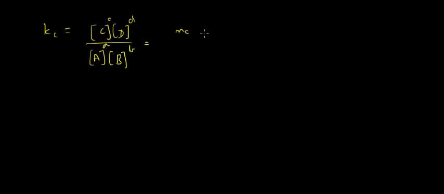So Kc is nothing but the concentration of products, let's say C and D, divided by the concentration of reactants. If we look at it closely, the concentration of C can be written as moles of C divided by the volume of solution V, raised to the power of the respective stoichiometric coefficients. Again, for D as well, I can write the same thing. For A as well, I can write the same thing.